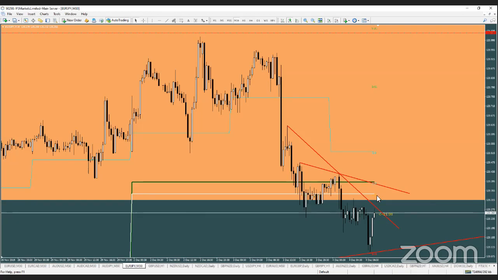But again, adjust your risk accordingly. It needs to be a little bit light on as far as the stake that you put on the table is concerned.